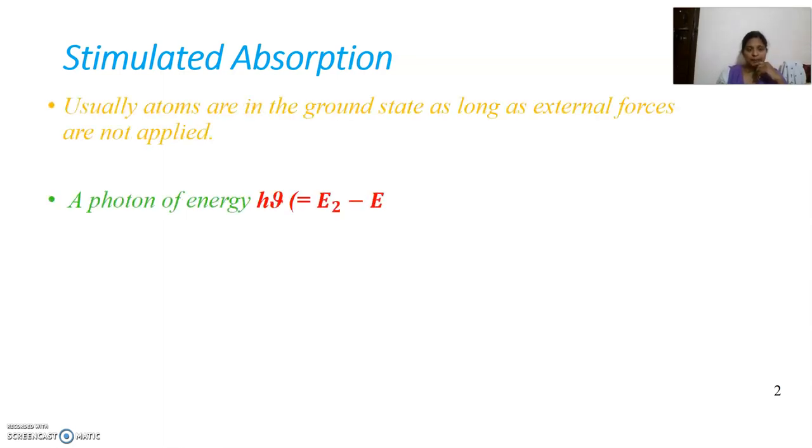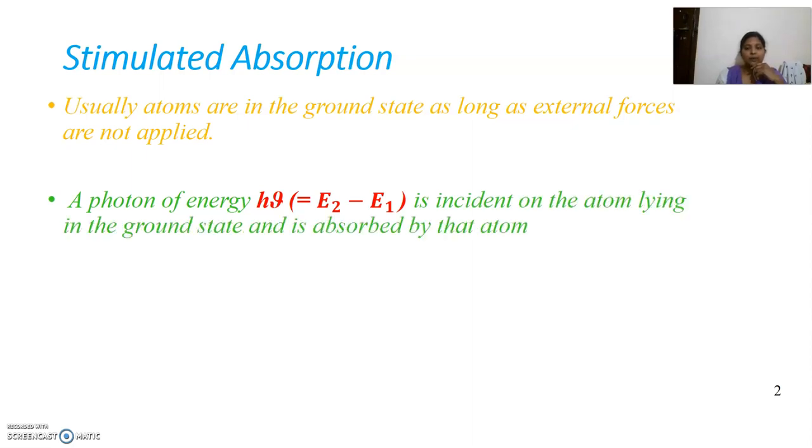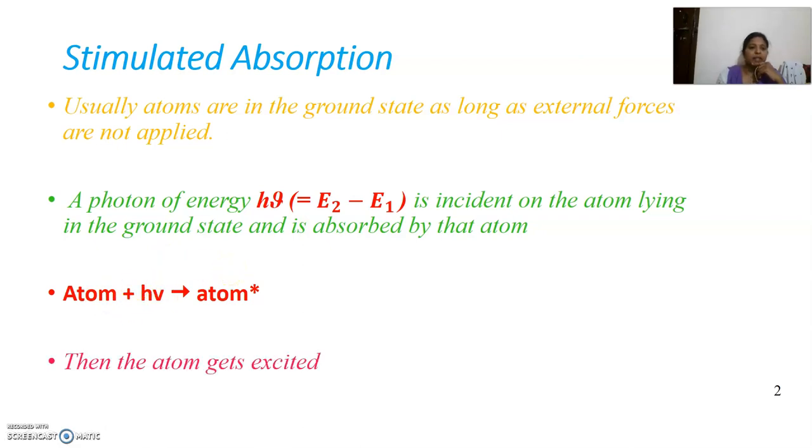So absorption is defined as when an atom in the ground state will absorb the excitation energy and go to the excited energy level. That is, see the equation, the atom in the ground state absorbs the photon energy h nu and goes to the excited energy level here. So this is called stimulated absorption.